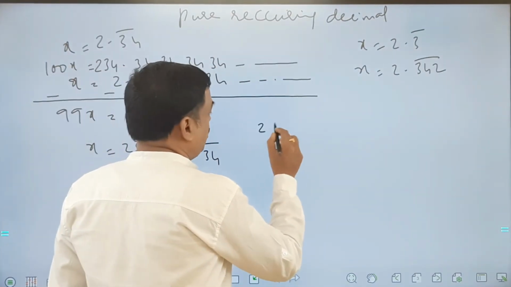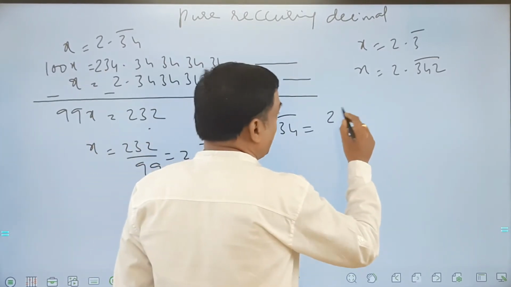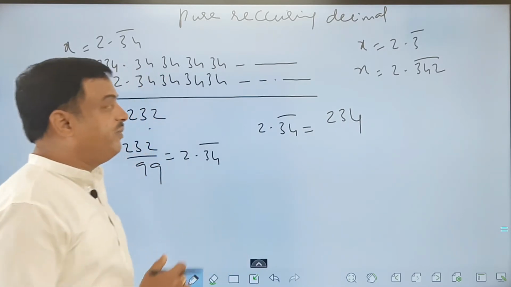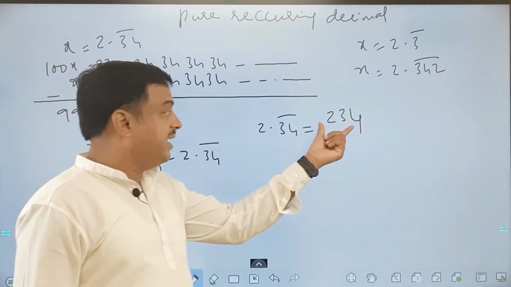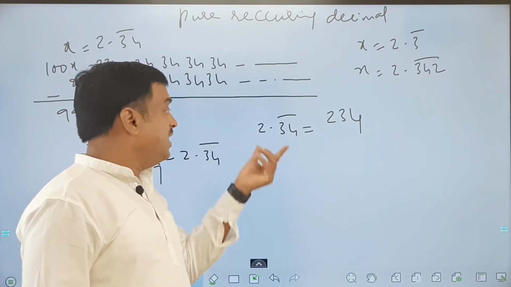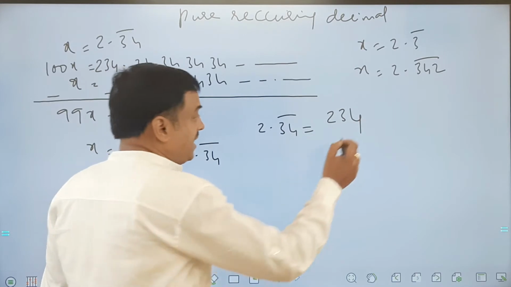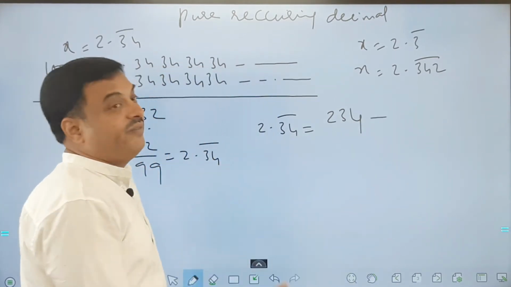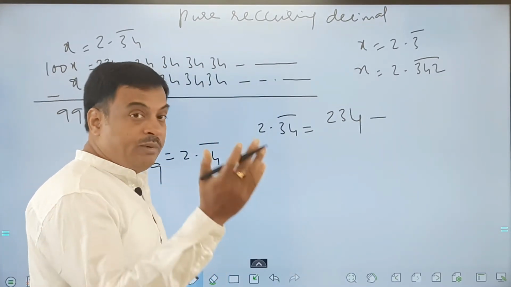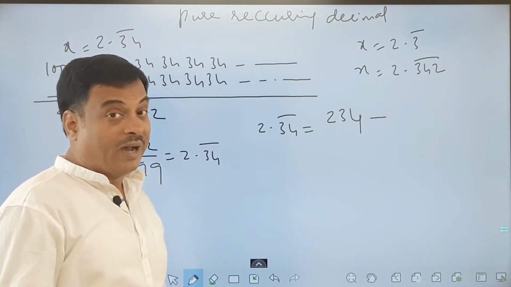For example, we have 2.34 bar, friends. What I do, I'll write the entire number without decimal, without bar. See, I have not applied any decimal or bar here. Listen to my words carefully. I should write the entire number without decimal, without bar, minus without bar whatever we have, without bar, maybe before decimal or after decimal.